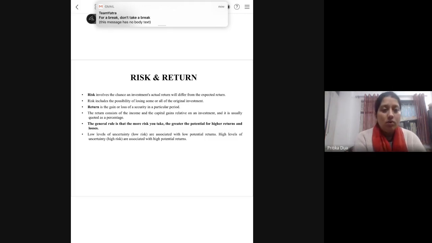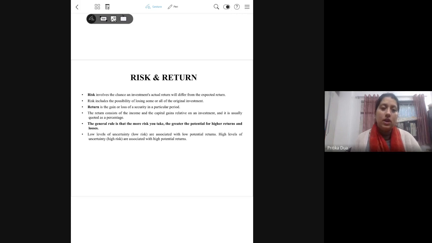So the general rule in investment is the higher the risk, higher is the expected return. So the more risk you take, it is always in anticipation of above average return on the investment we made. So risk and return have a direct relationship. They have an upward sloping relationship, which can then be shown through this graph.